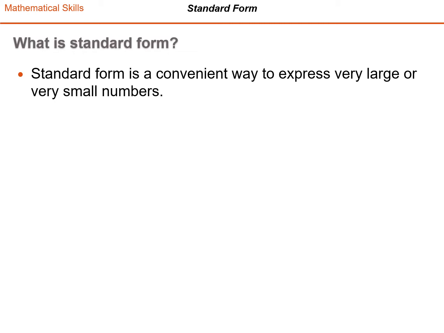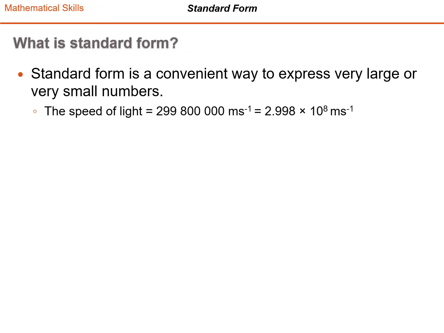A more familiar number perhaps for us is the speed of light. The speed of light, in a less rounded version, is 299,800,000 meters per second, but we can represent that in standard form as 2.998 times 10 to the power of 8 meters per second. So this is a standard way where we don't have lots of leading or trailing zeros. It's a standard way of expressing very large and very small numbers.